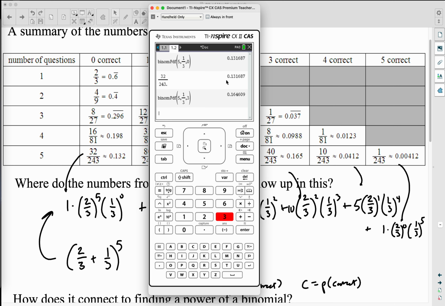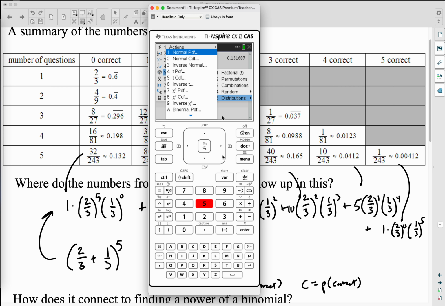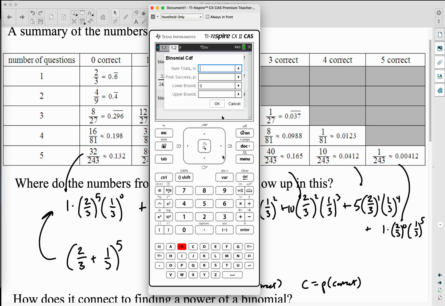The other command that's going to be useful is binomial CDF. The C is for cumulative, if you want to accumulate successes. So that's the question we asked in class. What's the chance you get at least 3 questions right and therefore get at least a 60%? Probability, distributions, and instead of PDF, it's CDF. And you can just type the letter if you know what it is. That's binomial CDF. How many trials? Probability of success. Those are unchanged. And then lower and upper bound. What's the least number of successes and the most number of successes you want to consider?